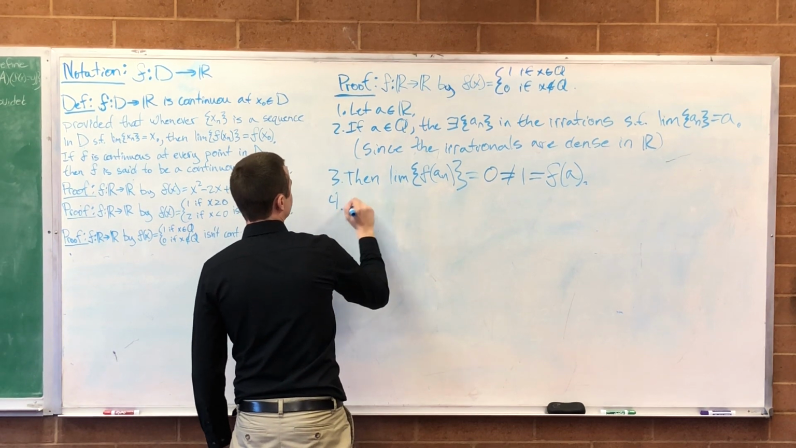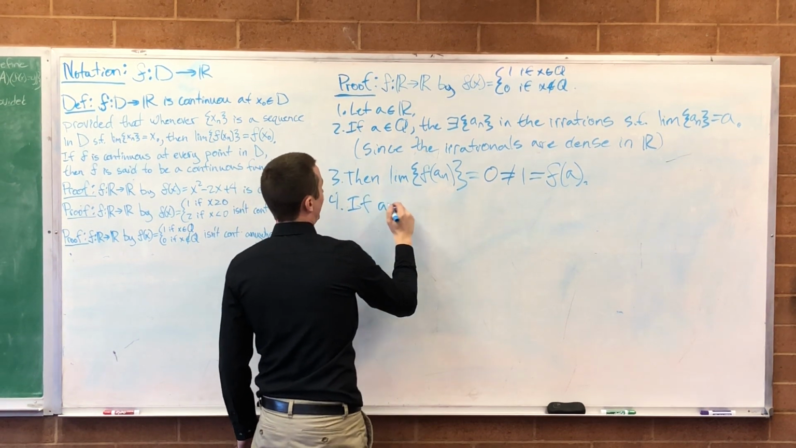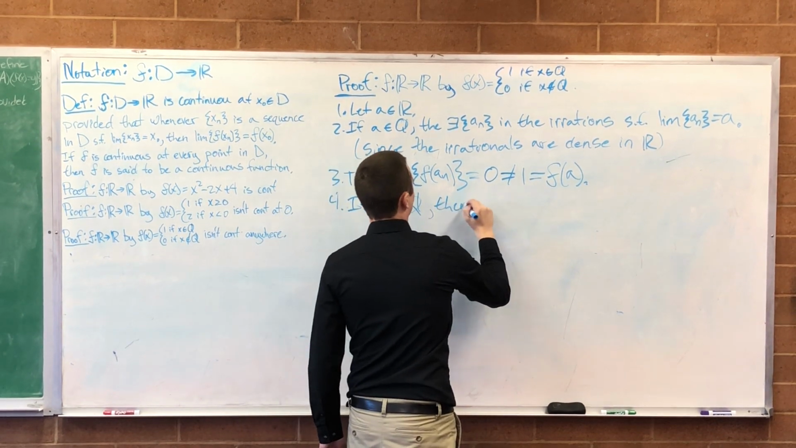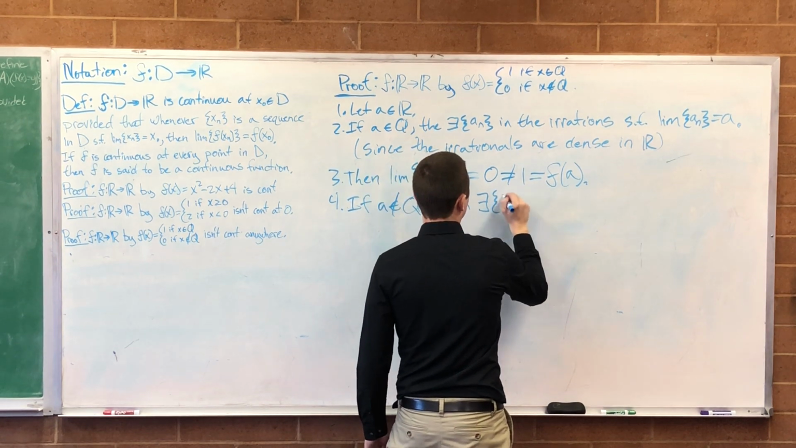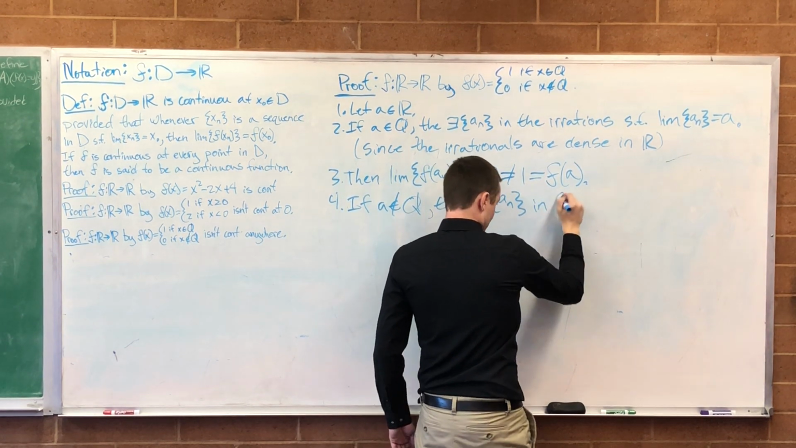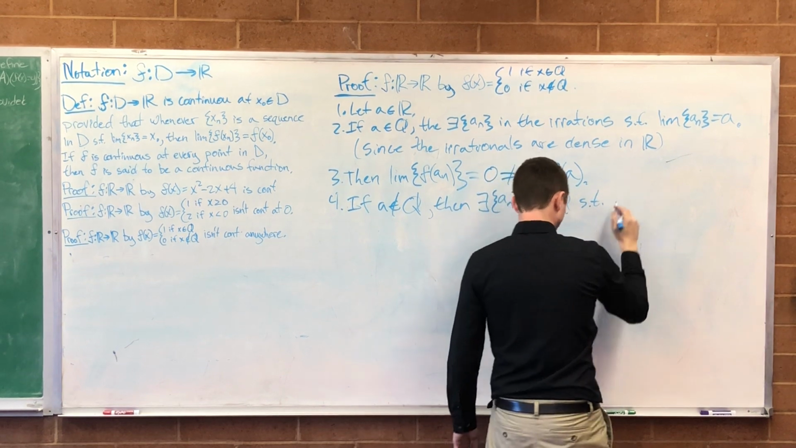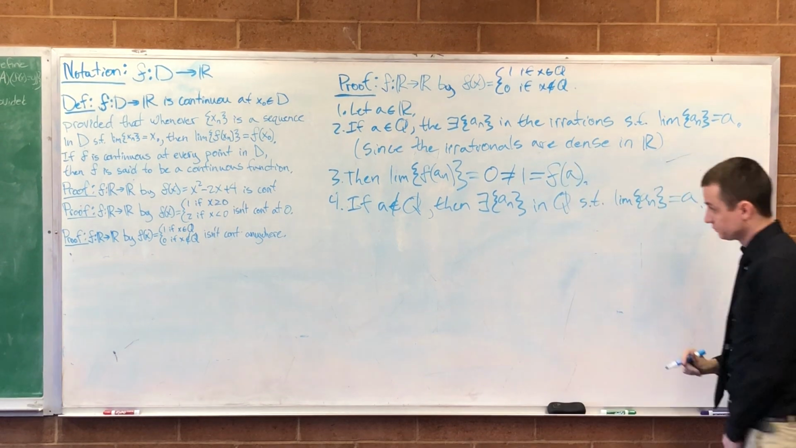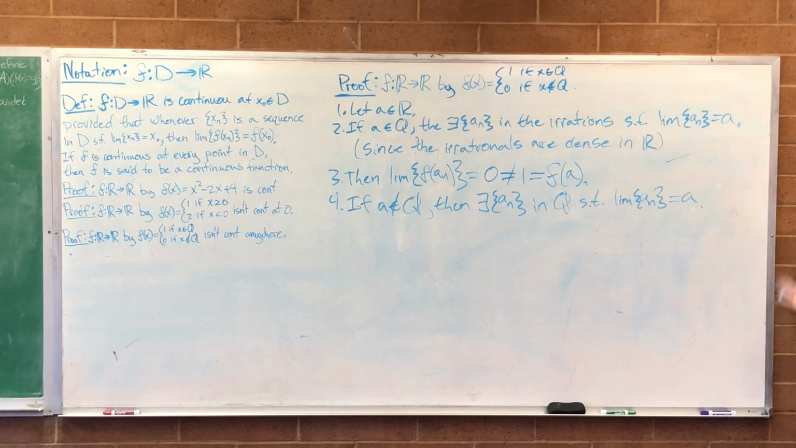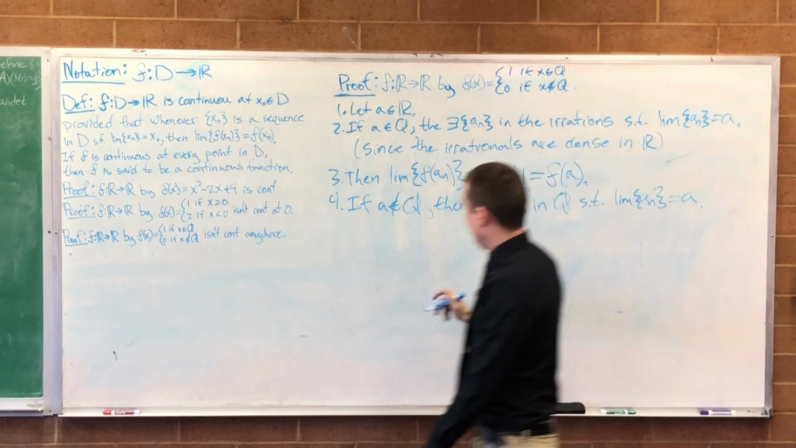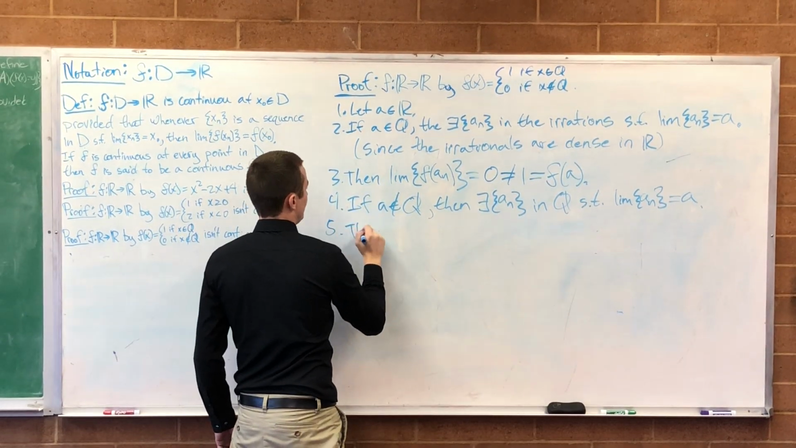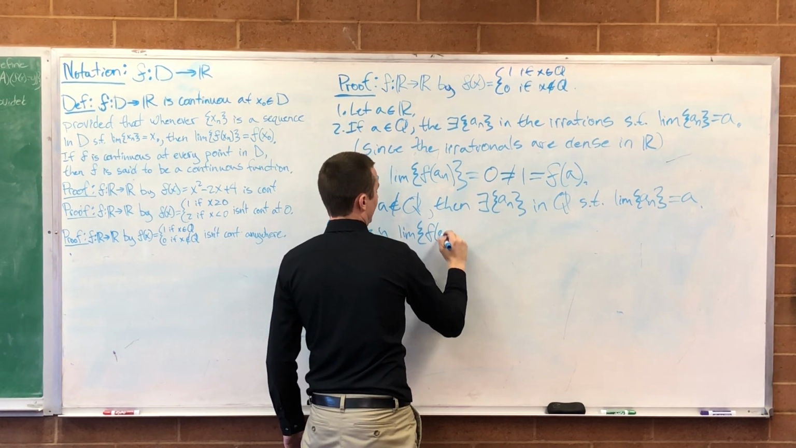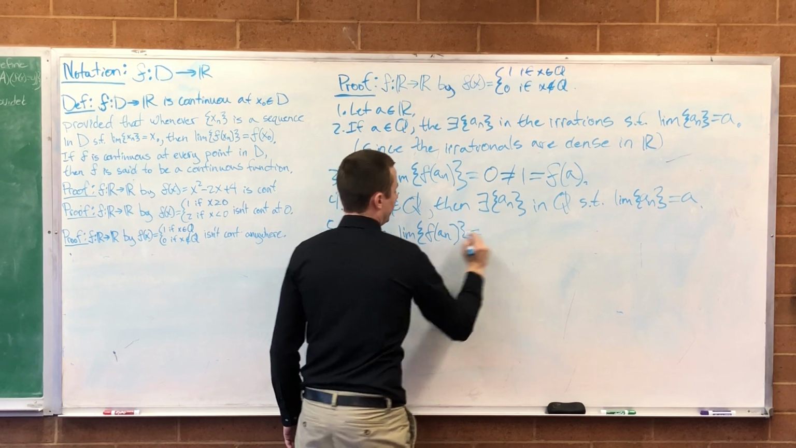And then 4, same exact thinking. If A is not in Q, then there exists a sequence AN in Q such that the limit of AN is equal to A. Once again, we know this because the rationals are dense in R. And then same thing. Then the limit of f of AN, in this case, is equal to what?